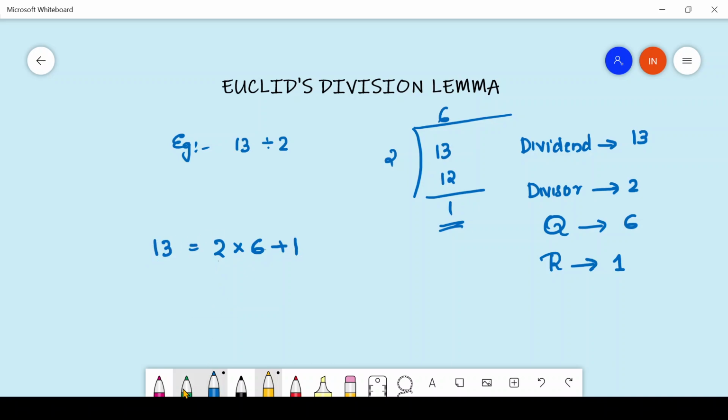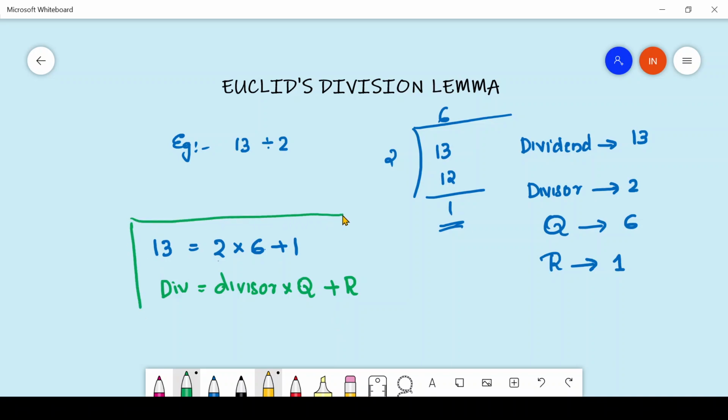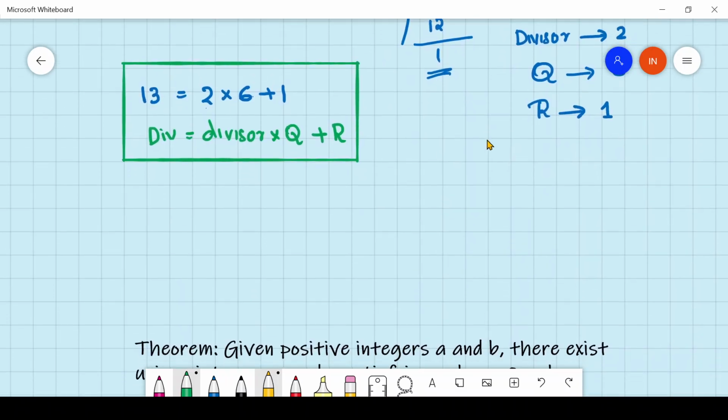And now can we write it as dividend is equal to divisor, I'm writing it fully, divisor multiplied with quotient plus remainder. Is it correct? Yes. So we can say that a dividend is equal to divisor multiplied with quotient plus a remainder. Let me show you one more example.